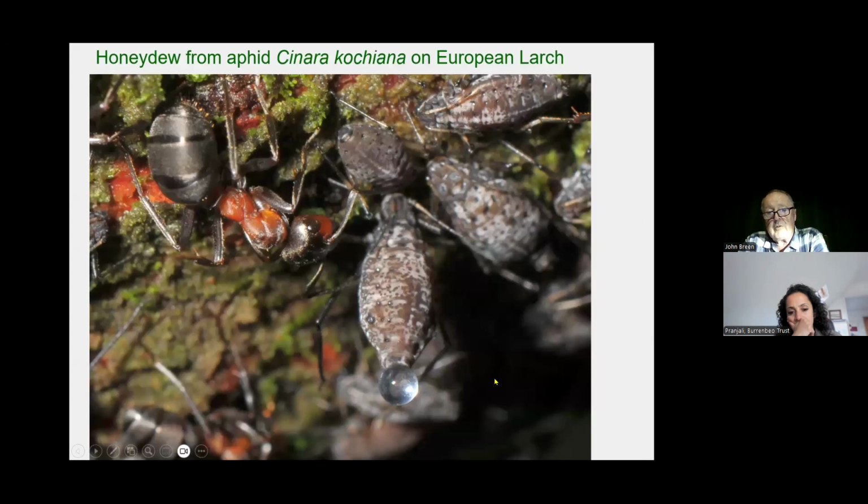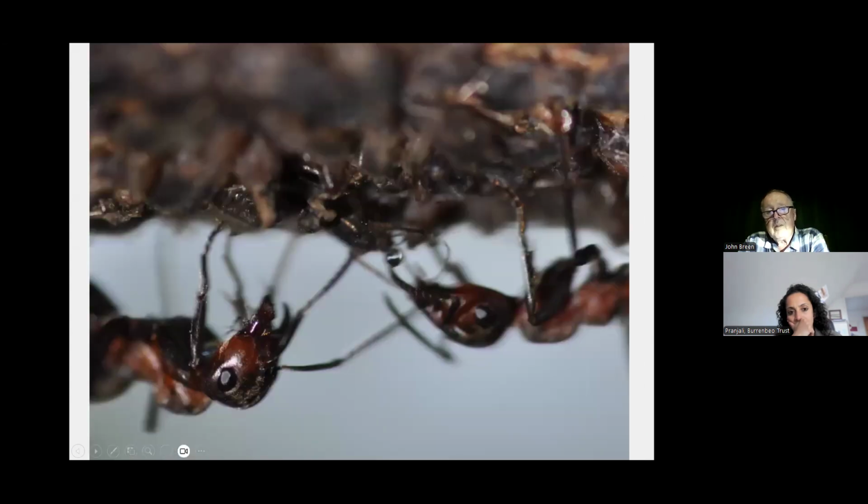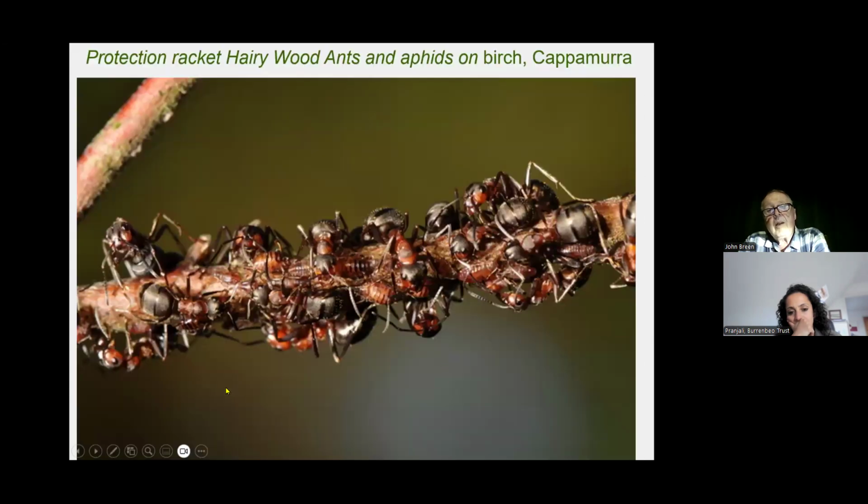A drop of honeydew. And this is how the aphids benefit. They are being cared for by these workers, and it would be a brave any other predator that would attack them with that many protectors around. So it's a protection racket.